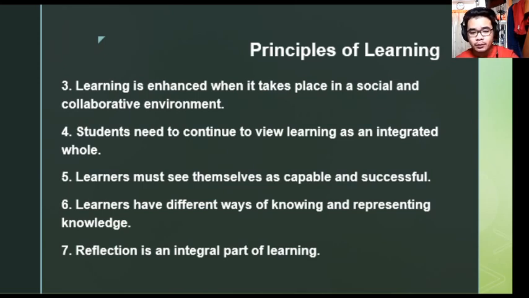Okay. Number 6, learners have different ways of knowing. Learners have different ways of knowing and representing knowledge. Well, we talked about that previously. Okay, we talked about multiple intelligences.